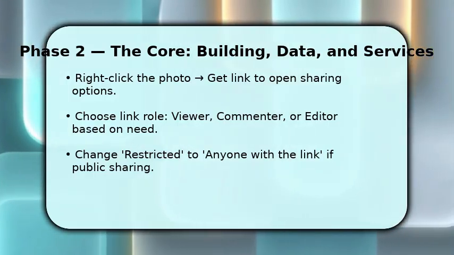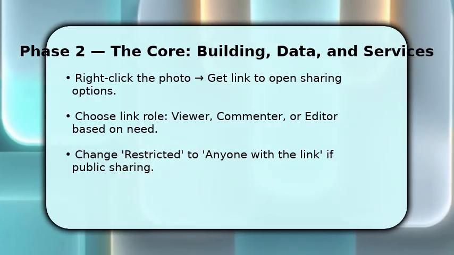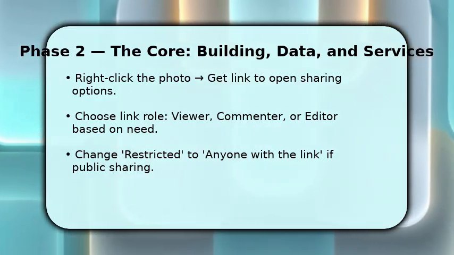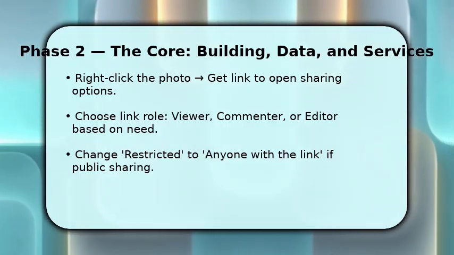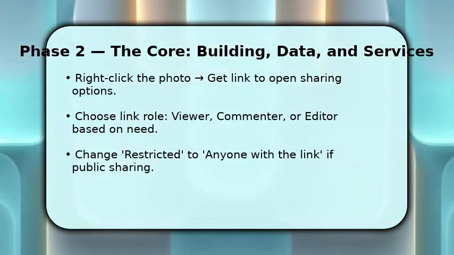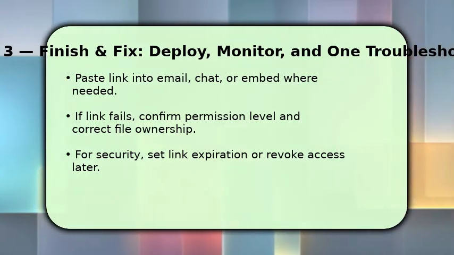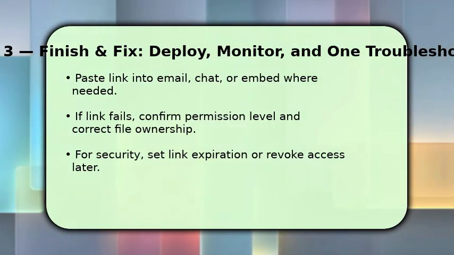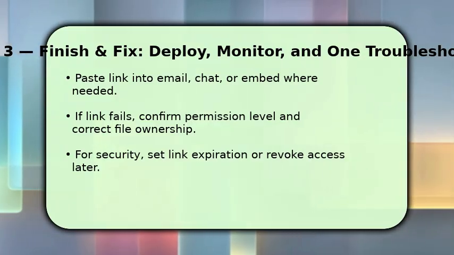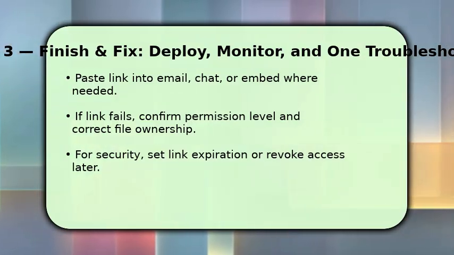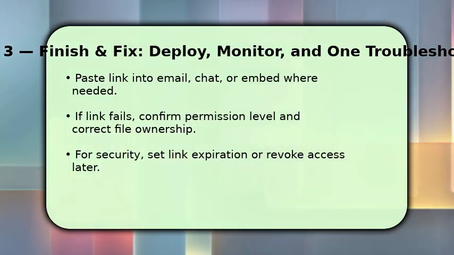Otherwise, invite specific emails. After you set the permission, copy the generated link so you can paste it into messages or documents. You paste the copied link into an email or chat to share the photo. That completes the process. If recipients report access issues, make sure you selected anyone with the link or invited their exact email and that ownership hasn't changed.